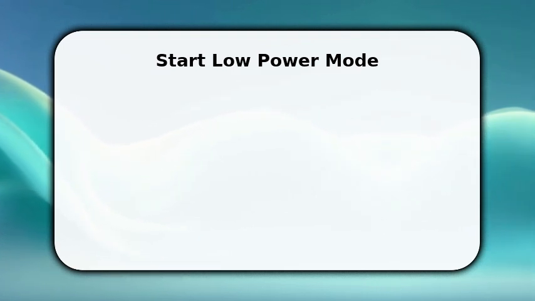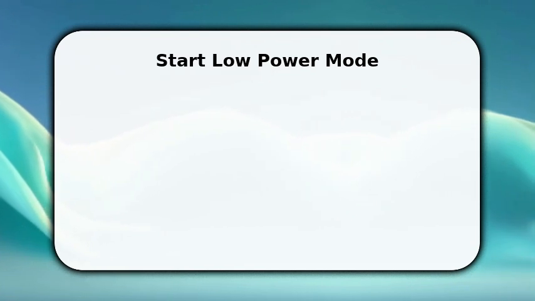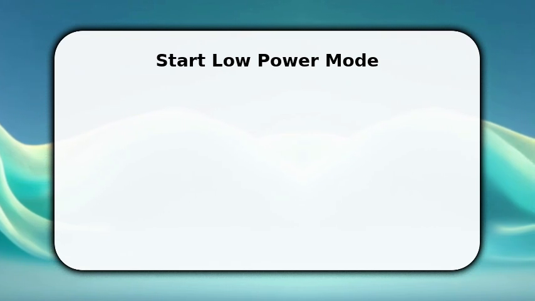Make sure to watch the battery icon turn yellow. This confirms it is active. If you prefer quick access, you can add it to Control Center later for faster switching.